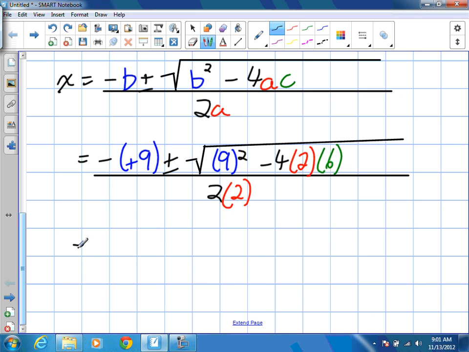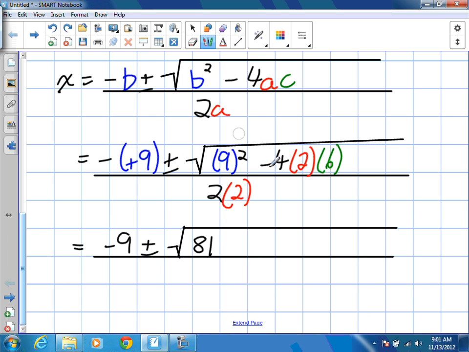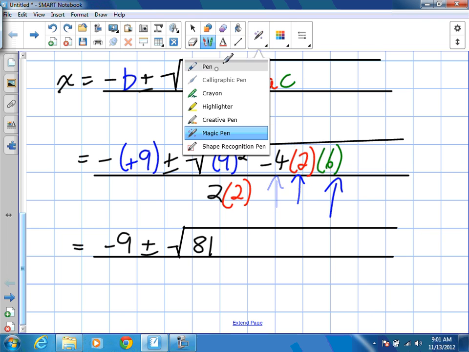Because we have a negative in front of the positive 9, what does this term become? Negative, that's right. This becomes negative 9 plus or minus, we'll get to it again, 9 squared is 81. Now I have negative 4. Think of this as a negative 4 when you're multiplying it, okay? So negative 4 times 2 is what? Negative 8 times 6? No. Negative 48.